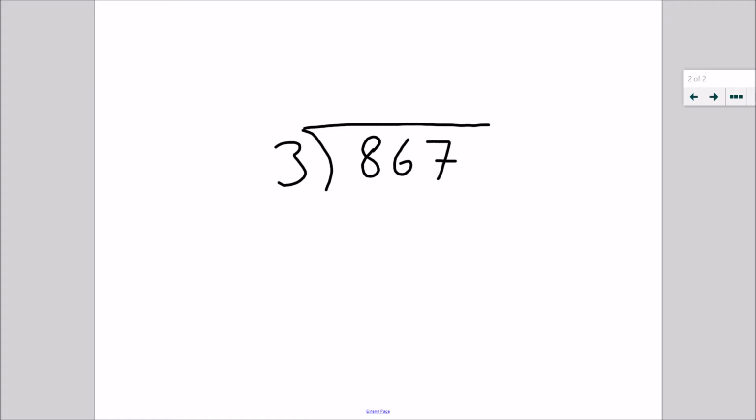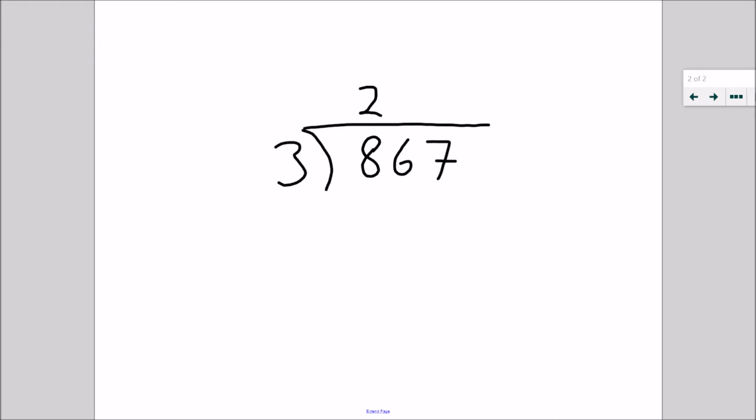Now, 3 fits into 8 twice. I can get 2 groups of 3 out of 8. So I put my 2 on top. I know I'm going to have 2 complete hundreds in my answer. But that's not all I'm going to have. I know there's going to be a remainder here.